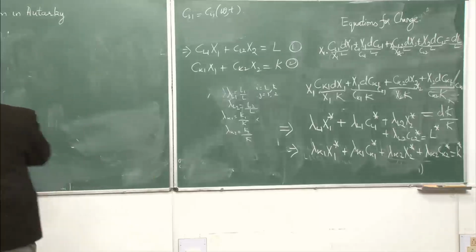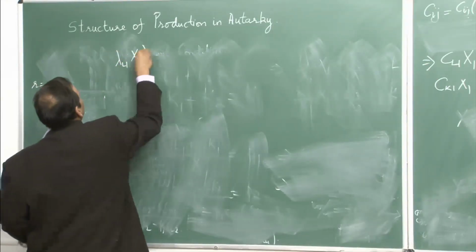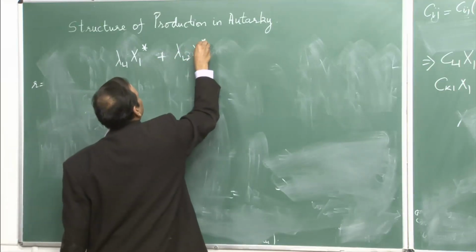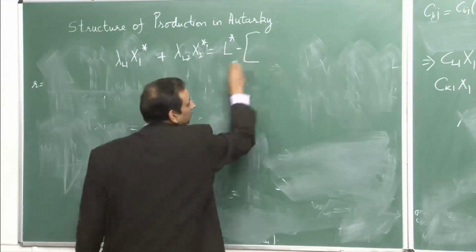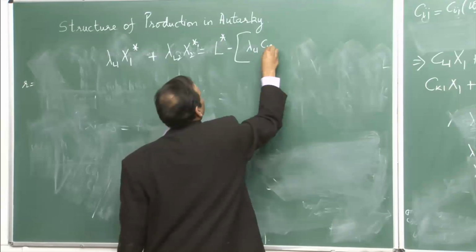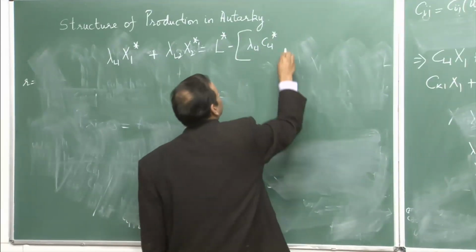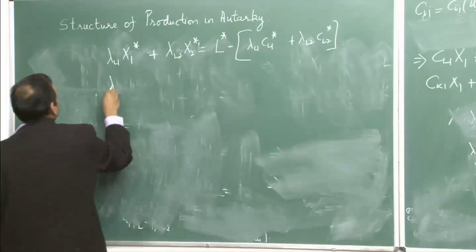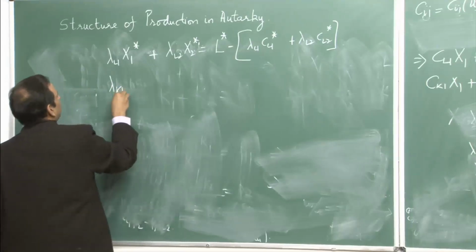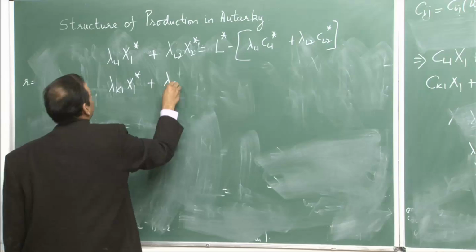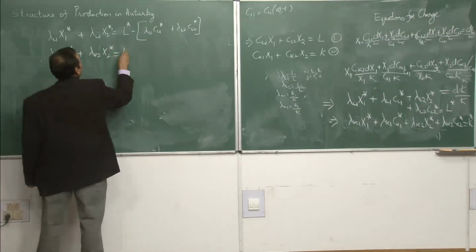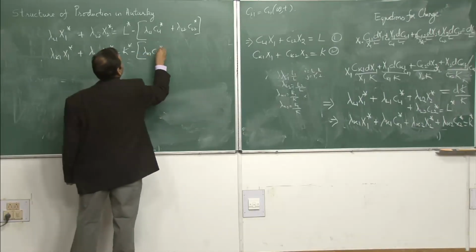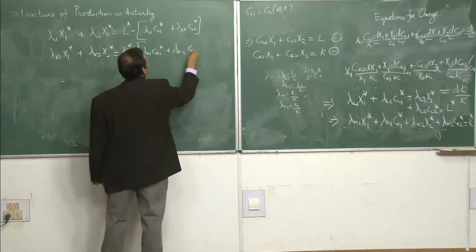We will do a lot of algebra here. So, lambda L1 x1 star plus lambda L2 x2 star is L star minus lambda L1 Cl1 star plus lambda L2 Cl2 star, and lambda K1 x1 star plus lambda K2 x2 star is K star minus lambda K1 Ck1 star plus lambda K2 Ck2 star.